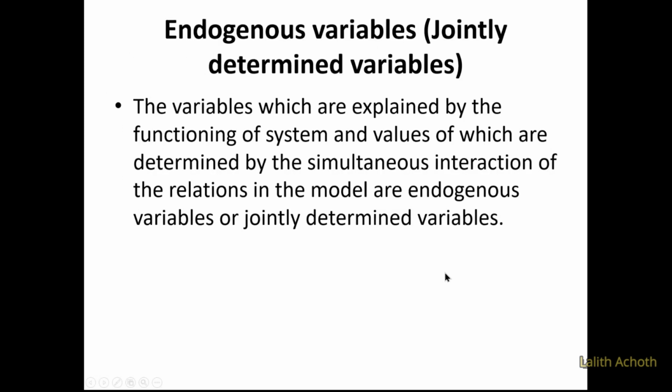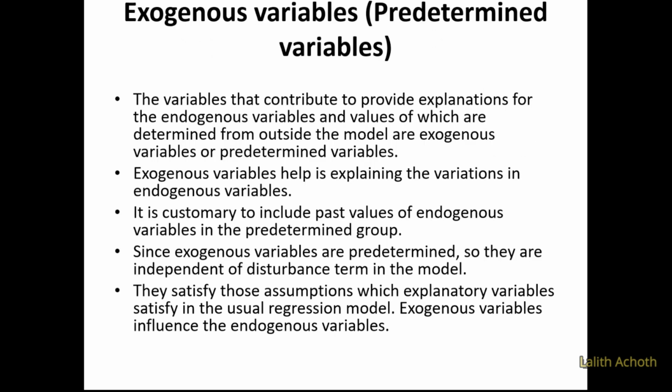Then instrumental variables are very strict. Endogenous variables are also called jointly determined variables. A variable which is explained by the functioning of a system and values of which are determined by the simultaneous interaction of relations in the model are endogenous variables or jointly determined variables. What is important now is the exogenous variables, which are also referred to as predetermined variables. The variables that contribute to provide explanations for the endogenous variables and values of which are determined from outside the model are exogenous. Exogenous variables help in explaining the variations in the endogenous variable.